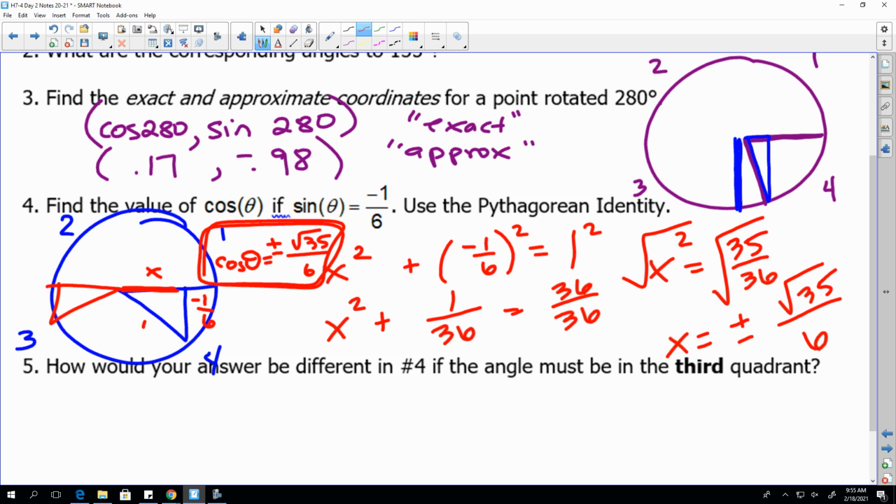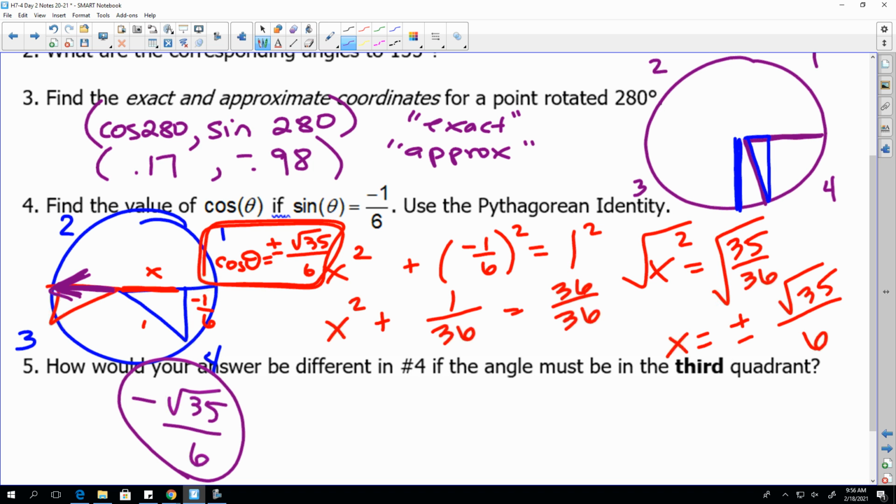Okay, so cosine is horizontal. If we're in the 3rd quadrant, that means we're on the left of our circle. That means we're over here. It's still going to be the same numbers, the square root of 35 over 6. But instead of it being both the positive and the negative, to show that we're on the left of the circle, which one is going to be the only possible answer here? The negative one. If we're on the left, that represents we're going negative over here. So it'll be negative radical 35 over 6 only, versus the positive and negative option.